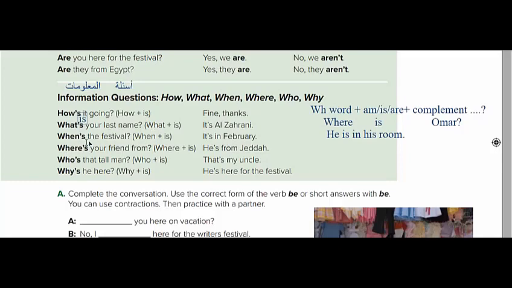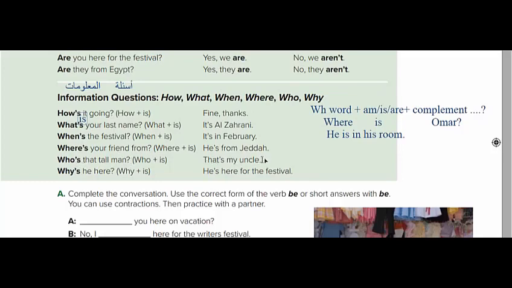Four, where is your friend? What's the meaning of your friend? صديقك، مفرد, is. Where is your friend from? من أين صديقك؟ He is from جدة. Who, للشخص العاقل. Who's that tall man؟ من ذلك الرجل الطويل؟ مفرد يناسب is. Who is that tall man؟ That's my uncle.